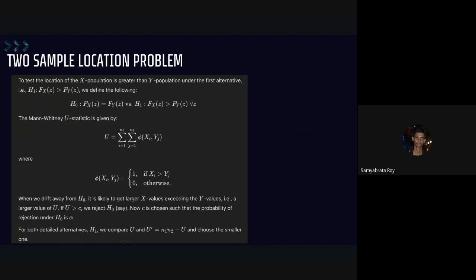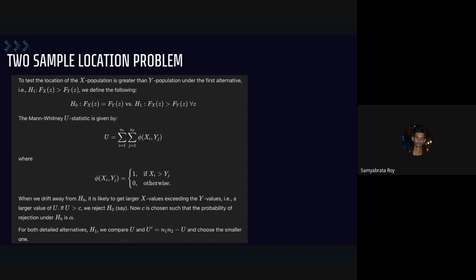Now, in this scenario, what I'm going to do is check if both the distribution functions are equal. So this is basically testing for similarity of the distribution functions, right? And H1 is going to be that random variable X is stochastically larger than random variable Y for all Z, for all the points.